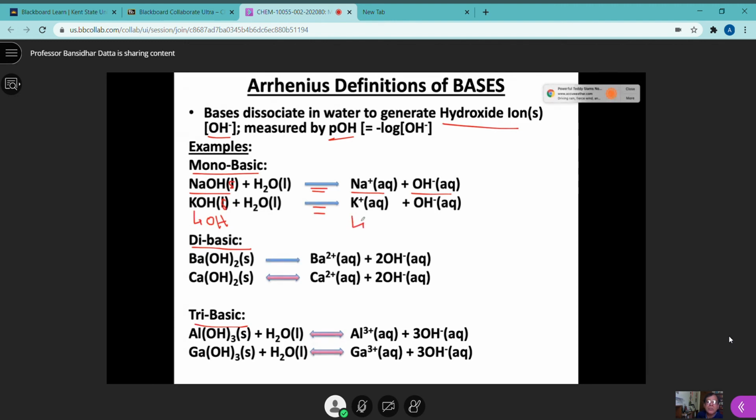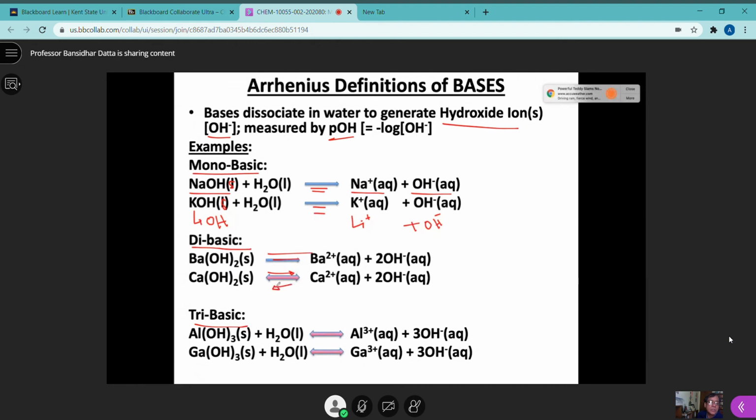So lithium makes 1 plus. I did not write the aqueous, right? It's the same thing, OH minus. So they are generating 1 OH minus. That's like a monobasic. Mono means 1, basic. Similarly, if you have barium hydroxide, it dissociates completely, right? Equal sign. Calcium hydroxide dissociates partially.